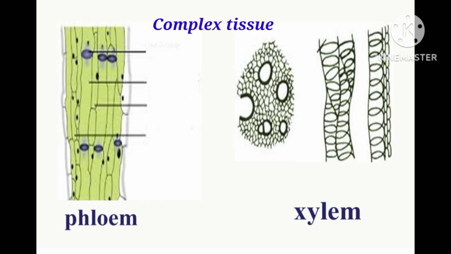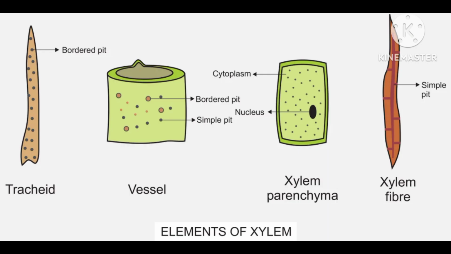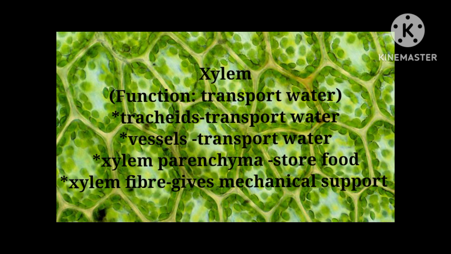Again we'll discuss complex tissue. Complex tissue is divided into two parts, xylem and phloem. In this picture you can easily see xylem and phloem. Xylem consists of tracheids, vessels, xylem parenchyma and xylem fiber. In this picture you can see how it looks. Tracheids and vessels both have the same function, that is, they help to transport water. Then xylem parenchyma helps to store food, and xylem fiber gives mechanical support to the plant.